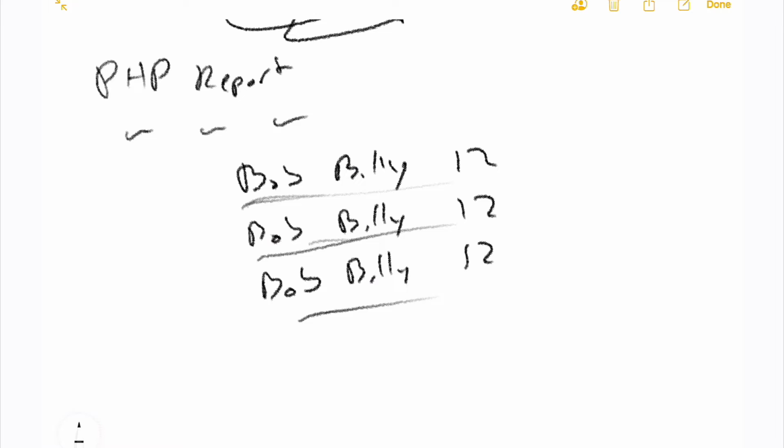But what may not be printing out on that report that you're looking at is that there's a customer ID field. And so this Bob Billy, age 12, may be record 101. And this Bob Billy, age 12, may be record 1001. And this Bob Billy, age 12, may be record 55.